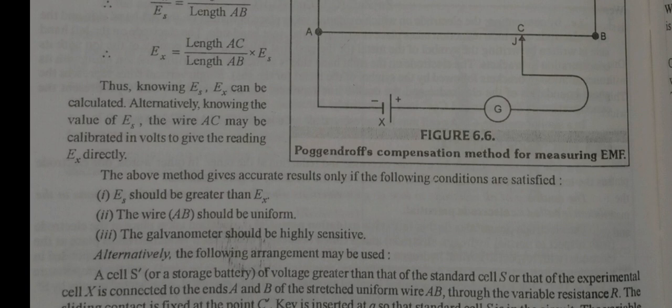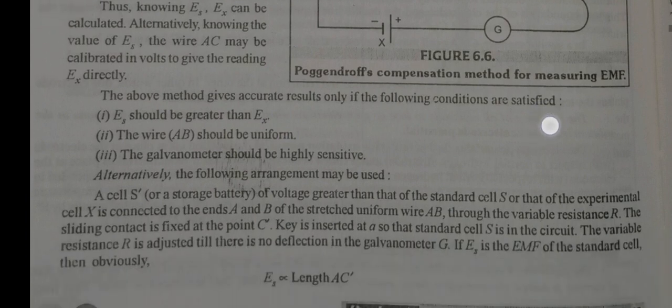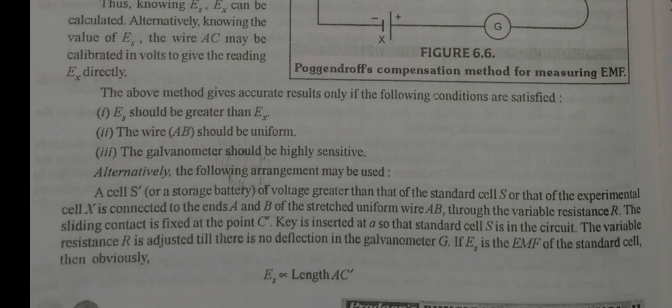The above method gives a great result only if the following conditions are satisfied. First, ES should be greater than EX. Second, the wire AB should be uniform. Third, the galvanometer should be highly sensitive. Alternatively, the following arrangement may be used.